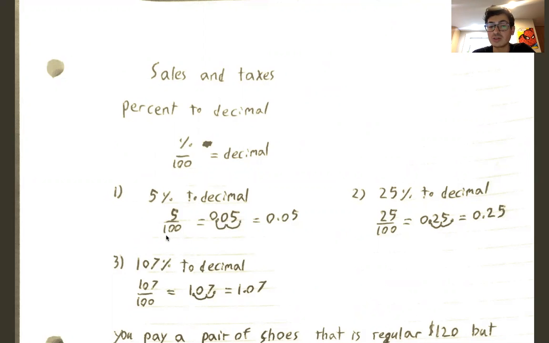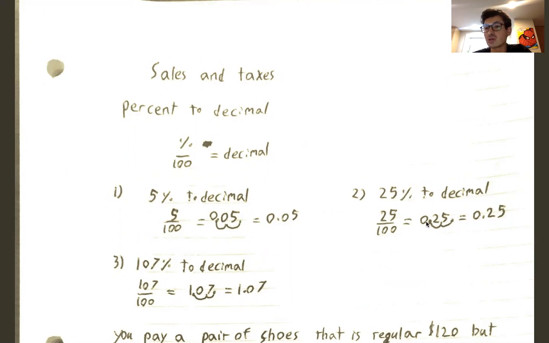So here we have 100, which is 2 zeros. So we're going to move the decimal 2 spots to the left. So 1, 2, and that's going to give us 0.05. So 5% as a decimal is 0.05. We can do the same with 25%. So we move the decimal again over twice, and we get 0.25.